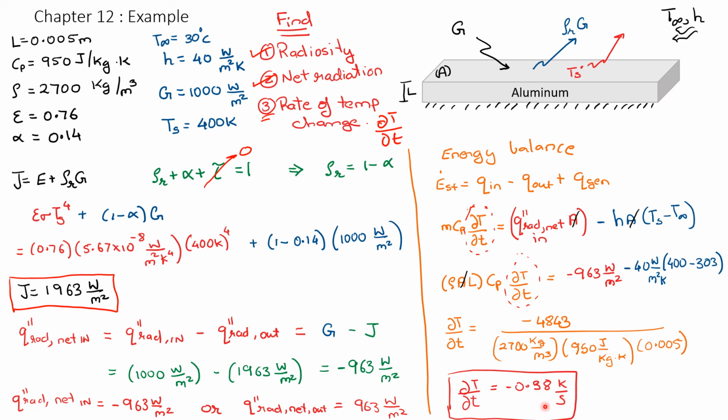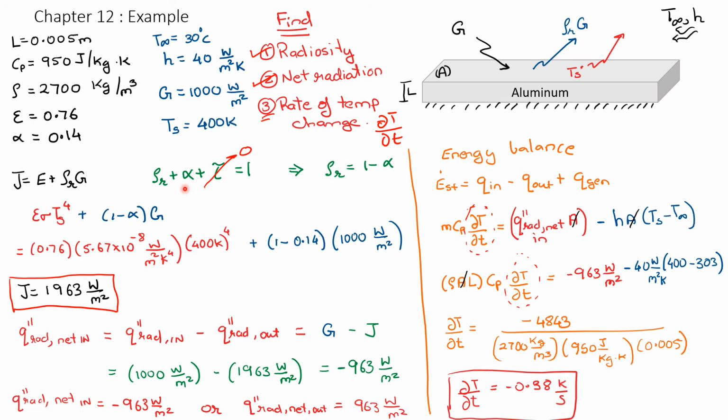So what does this mean? It means that for every second in time, the temperature is dropping by 0.38 Kelvin. If we had got the positive sign here, we would have interpreted this as for every second the temperature is rising by 0.38 Kelvin. But because we have a negative sign, we'll say that the temperature is dropping by 0.38 Kelvin for every second in time.